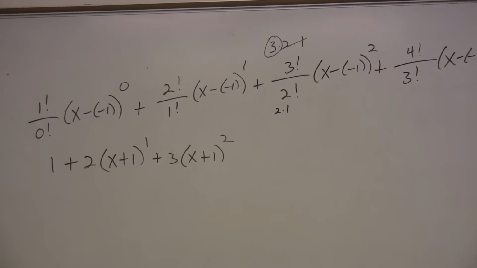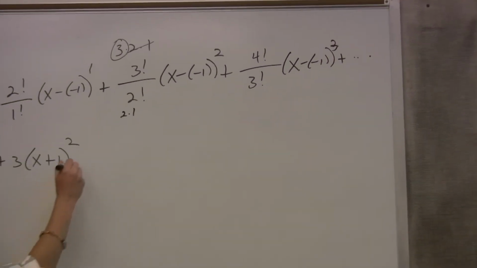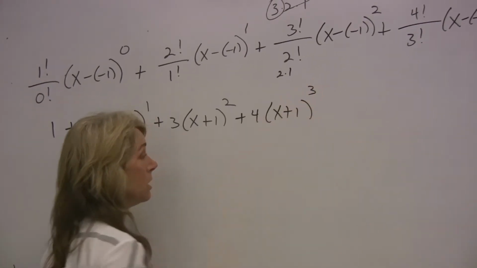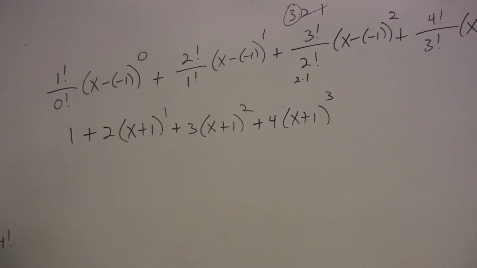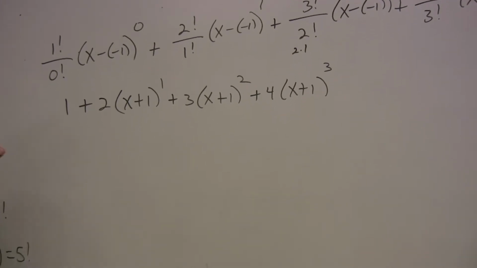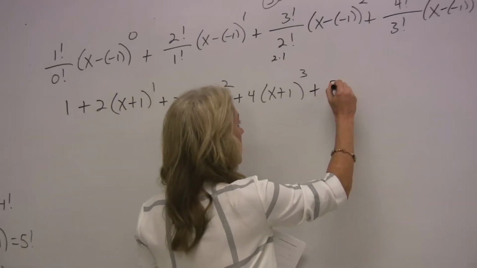Similarly, what's going to happen on the next one? 4 times x plus 1 right there. Plus 4 times x plus 1 to the cube. Let's write one more for fun. Guess what the next one is? 5 times x plus 1 to the 4th.